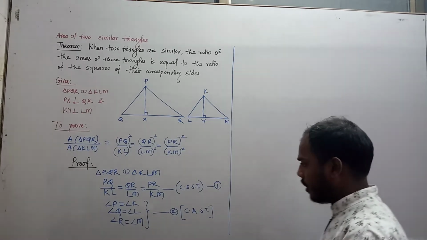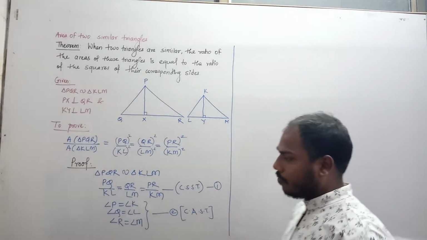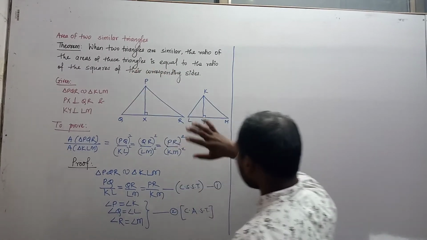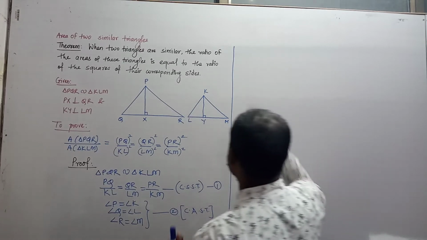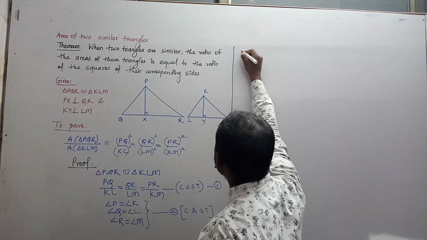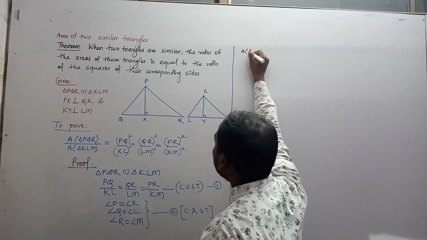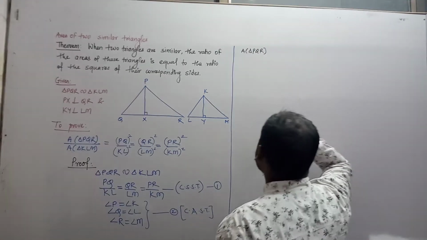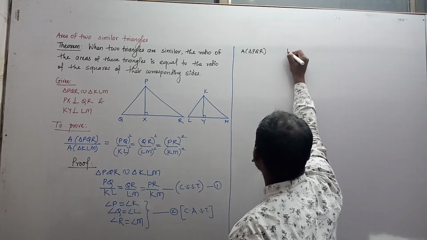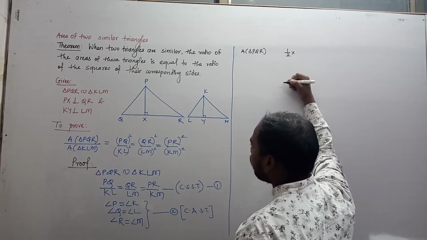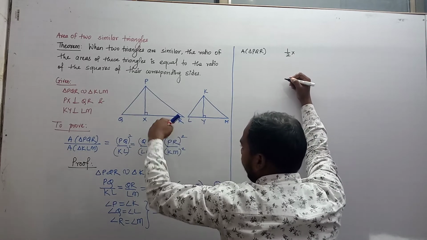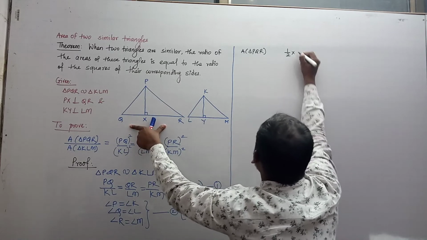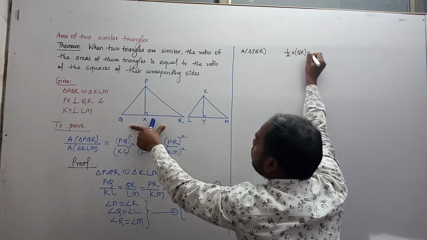So what can we do now? They have given the ratios of their areas, so now we will take the ratios of these two triangles. If I write area of triangle PQR, very simple, we know this area is half into base into height. So half into base for triangle PQR, base is QR and height is PX.